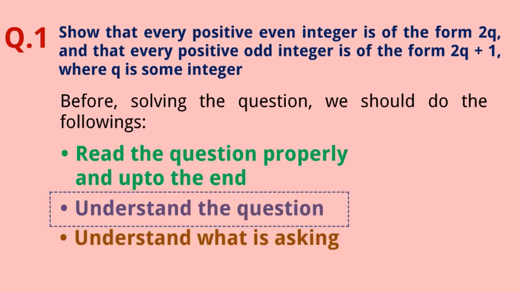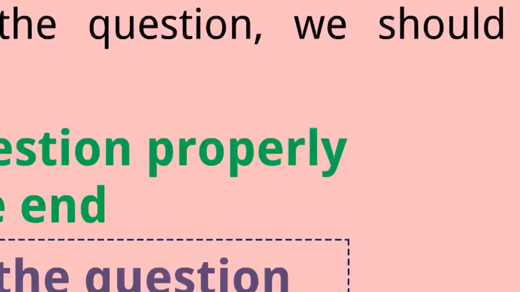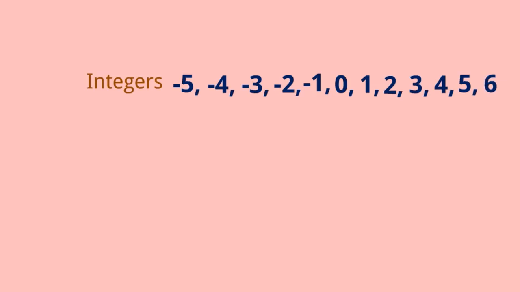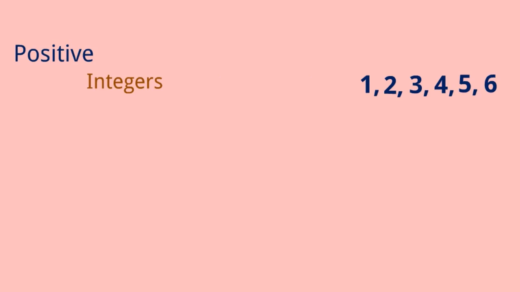Understand the question. Here, if you see positive even integer, we have already learned integers. It means minus 5, minus 4, minus 3, minus 2, minus 1, 0, 1, 2, 3, 4, 5, 6 and so on. So without any decimal point, all the numbers are integers. And if I say positive integers, then all the negative values will vanish. So only 1, 2, 3, 4, 5, 6 and so on.